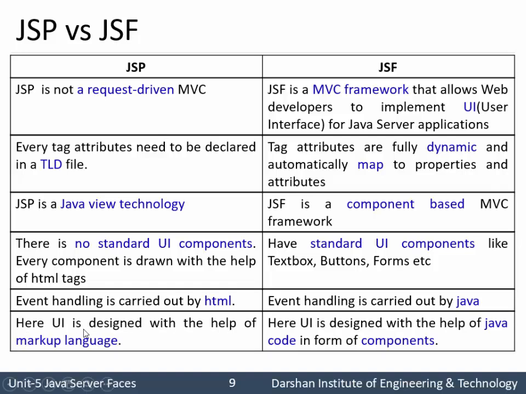In JSP, the UI is designed with the help of HTML or any markup language. While in JSF, the user interface is designed with the help of Java code in the form of components. The advantage of designing such components is that they can be reused. One more advantage of these components is that they can be customized according to the developer or according to the demand of the application. With this, we complete the difference between JSP and JSF.